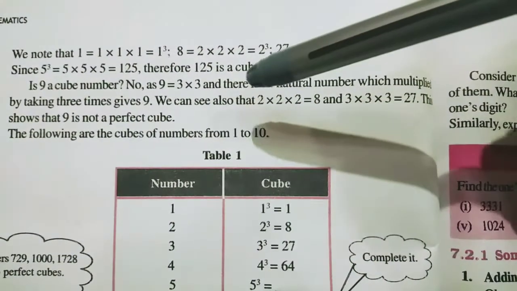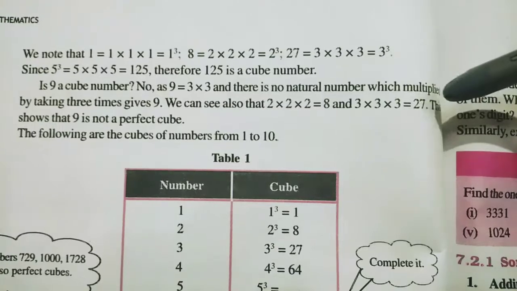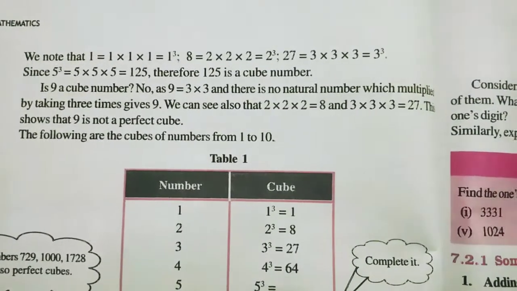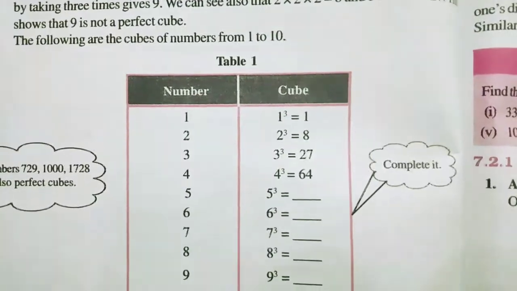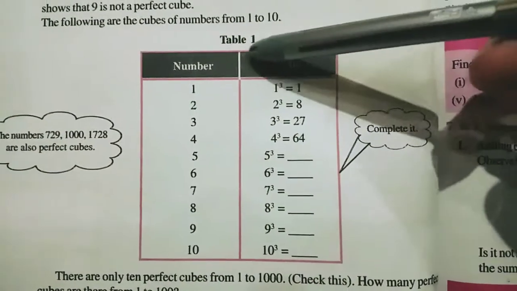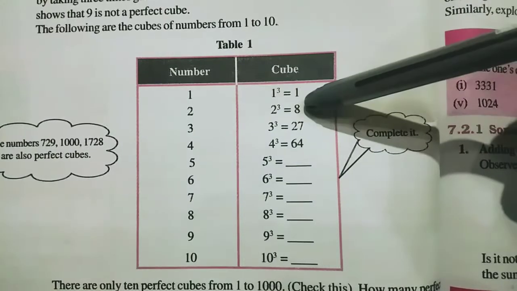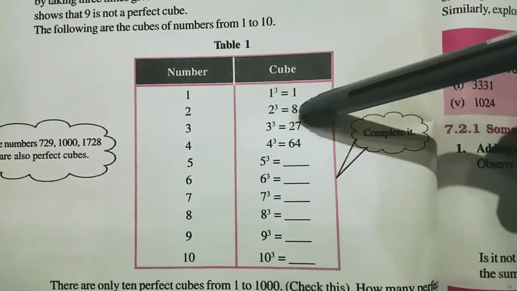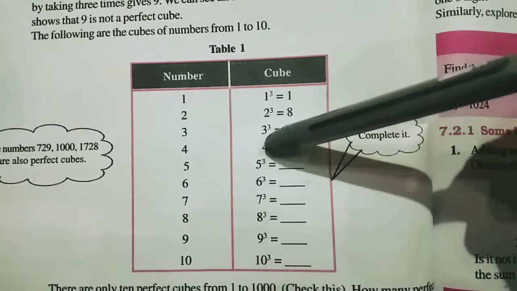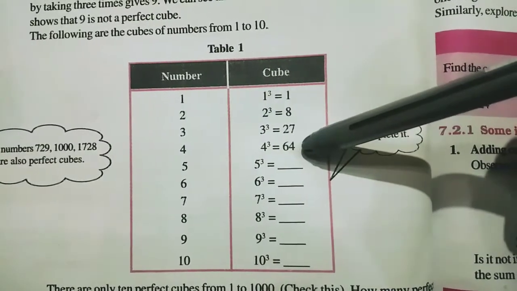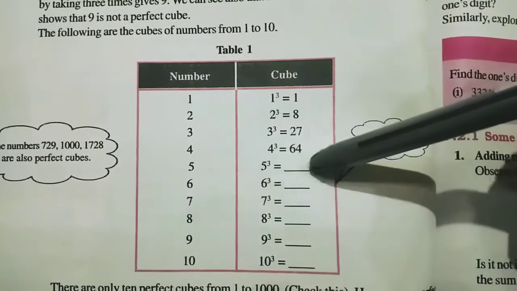We can also see that 2 into 2 into 2 is 8, and 3 into 3 into 3 is 27. These are perfect cubes. Now the following are the cubes of numbers from 1 to 10. See, this table is given with the cubes from 1 to 10. These are the numbers and these are the cubes. 1 cube is 1, 2 cube is 8, 3 cube is 27, 4 cube, that means 4 into 4 into 4, is 64. Here you have to write the remaining cubes. So this you have to complete.